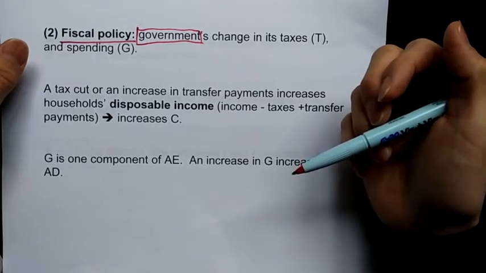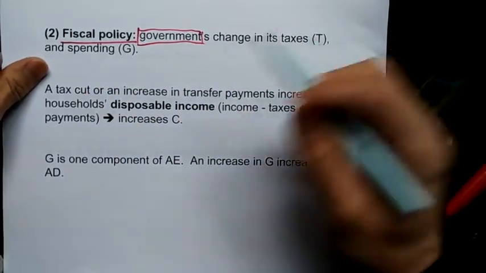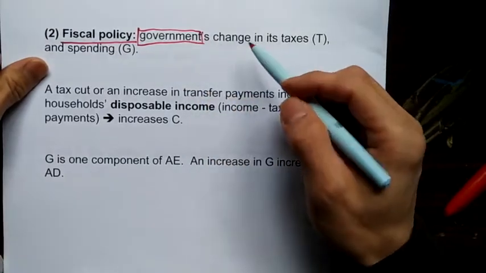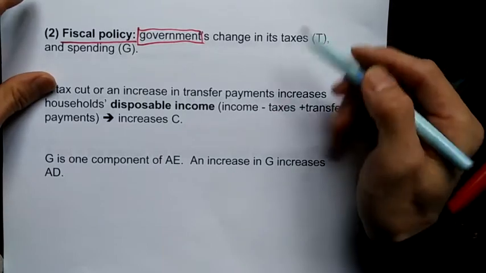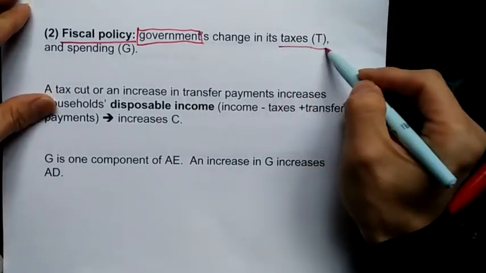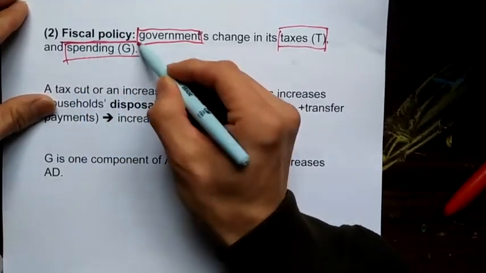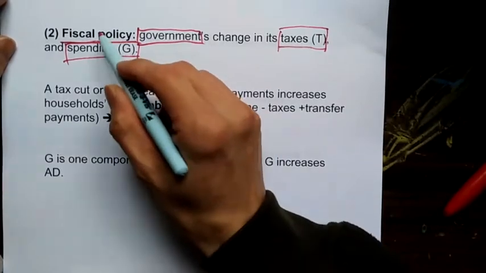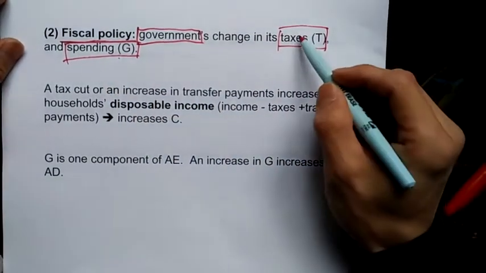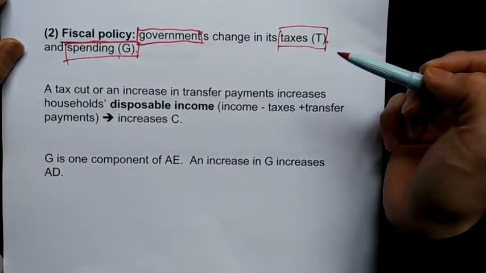Why are they fiscal policy conductors? Because they are the ones that control the fiscal policy tools. What are the fiscal policy tools? Two of them: taxes and government spending. These two are fiscal policy tools. And who controls these two tools? The answer is the government.